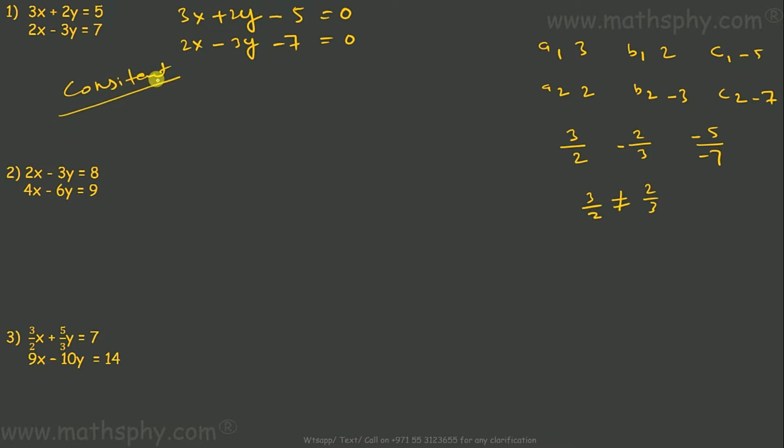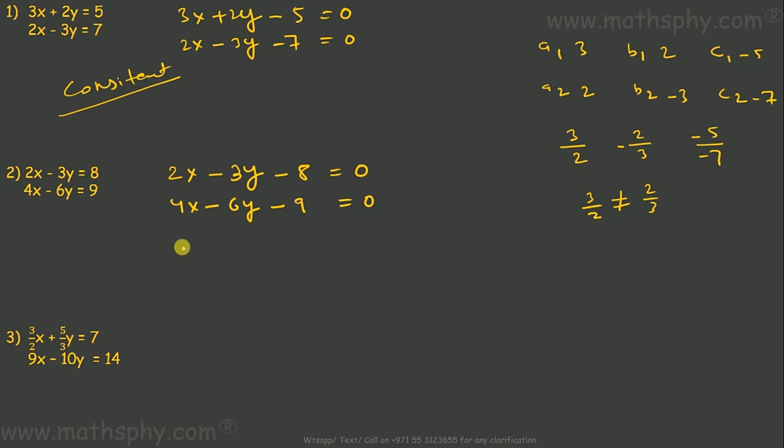As I said in the beginning, intersecting and coincident both will be consistent. The only condition which is parallel will give me inconsistent lines. This one here, I'll write this 2x minus 3y minus 8 equals to 0, 4x minus 6y minus 9 equals to 0. Do not forget to equate both the equations to 0.